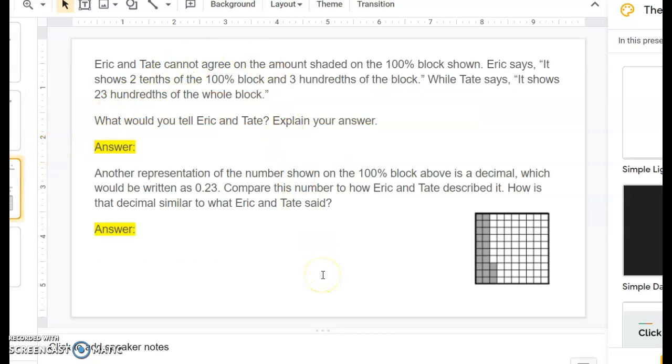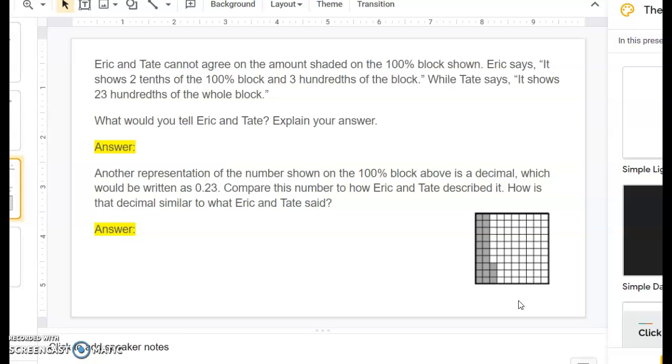On the third slide, it says Eric and Tate cannot agree on the amount shaded on the 100% block shown right here on the bottom right. Eric says it shows 2/10 of the 100% block and 3/100 of the block, while Tate says it shows 23/100 of the whole block. What would you tell Eric and Tate? Who's correct? And then explain your answer.